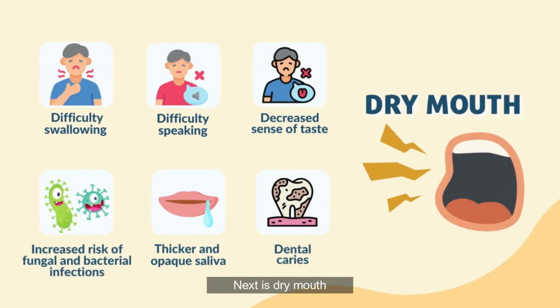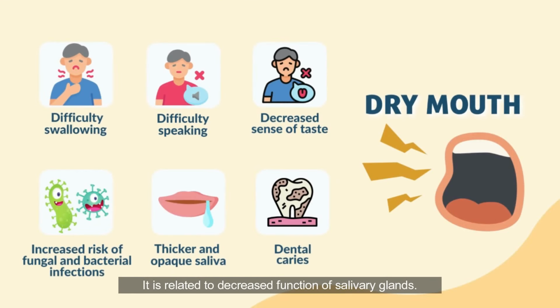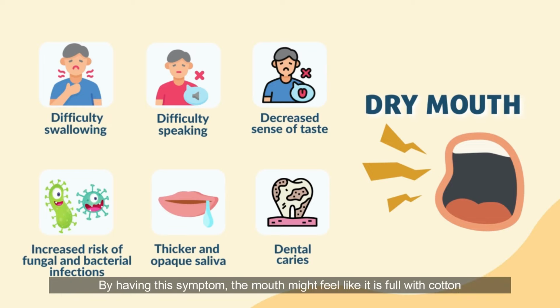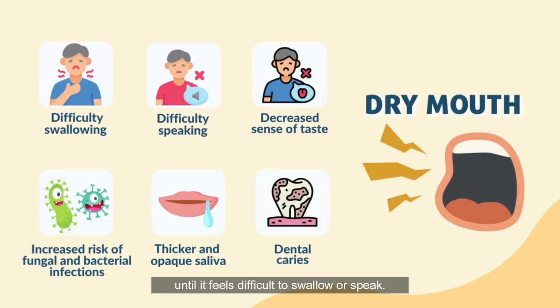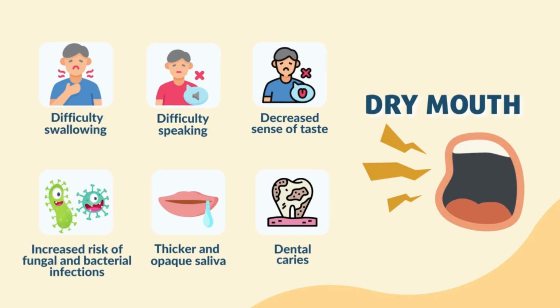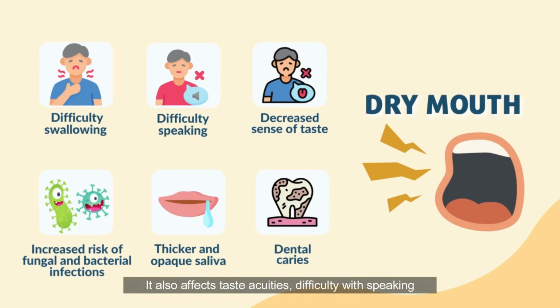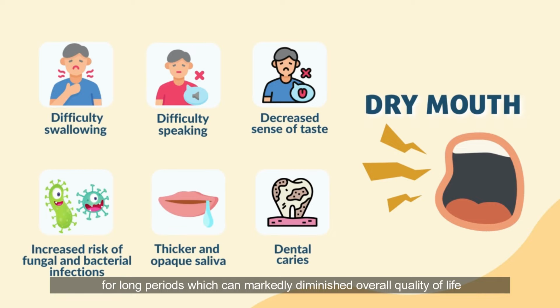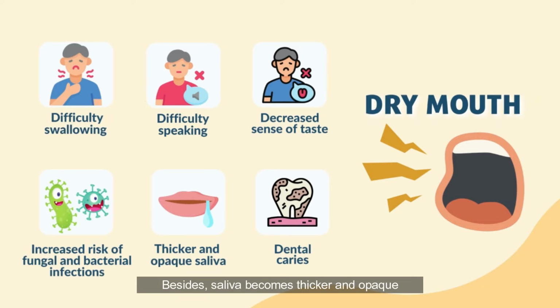Next is dry mouth. It is related to decreased function of salivary glands. By having this symptom, the mouth might feel like it is full of cotton until it feels difficult to swallow or speak. It also affects taste acuity, and difficulty speaking for long periods can markedly diminish the overall quality of life. Besides, saliva becomes thicker and opaque, which can lead to increased fungal or bacterial infections and eventually create severe dental caries, leading to loss of all teeth in many patients.